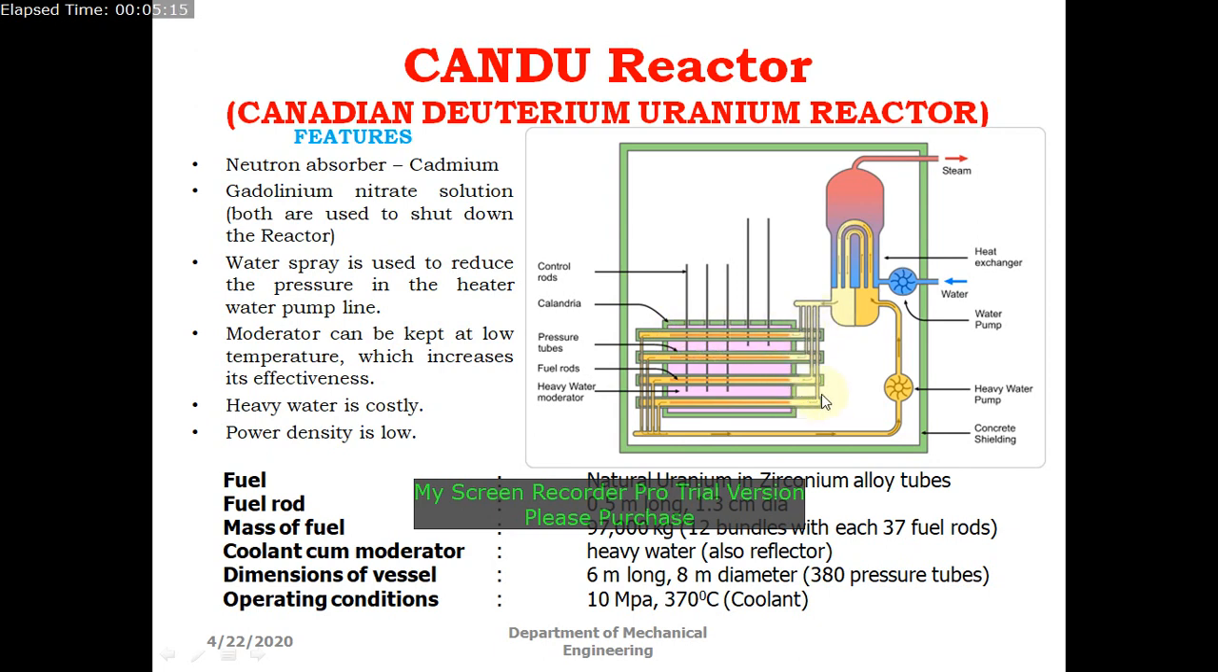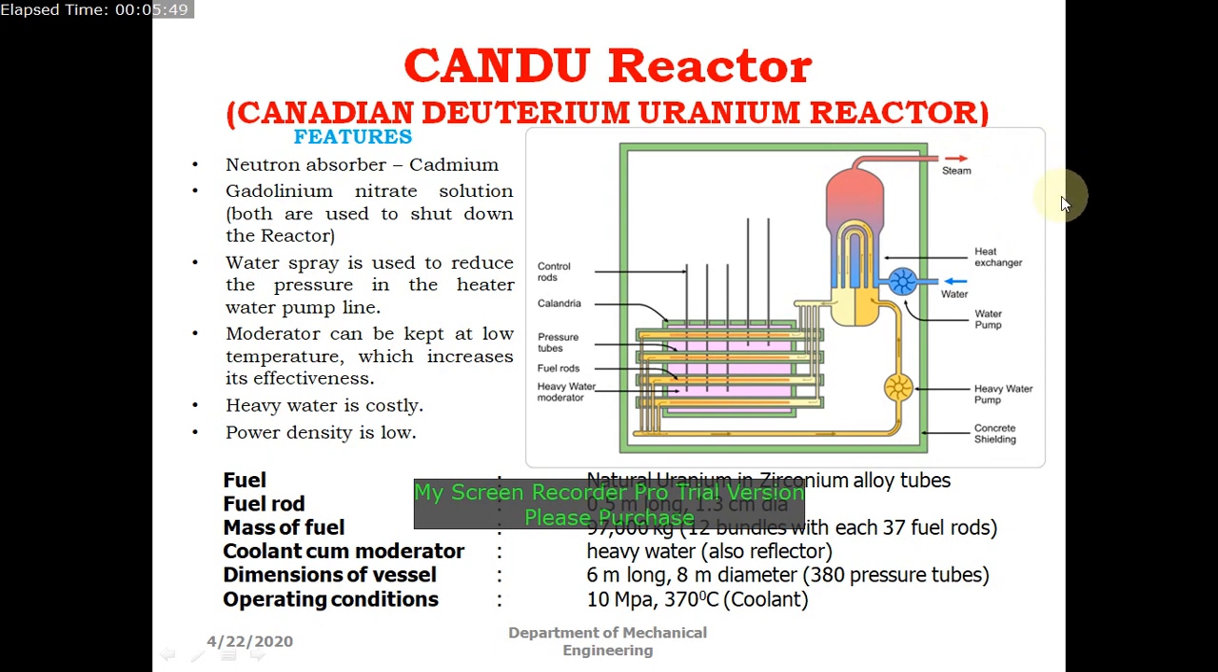At the right side we have a header, where the hot heavy water coming out of the pressure tubes is collected and supplied to a heat exchanger. In the heat exchanger, the heavy water is losing heat to the ordinary water which is coming from the condenser, that is feed water. So the feed water is gaining the heat inside the heat exchanger. It is converted into steam, and the steam is expanded in the steam turbine to produce power output.